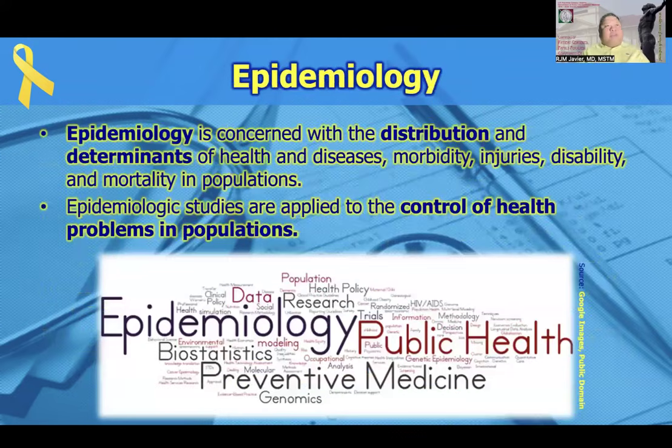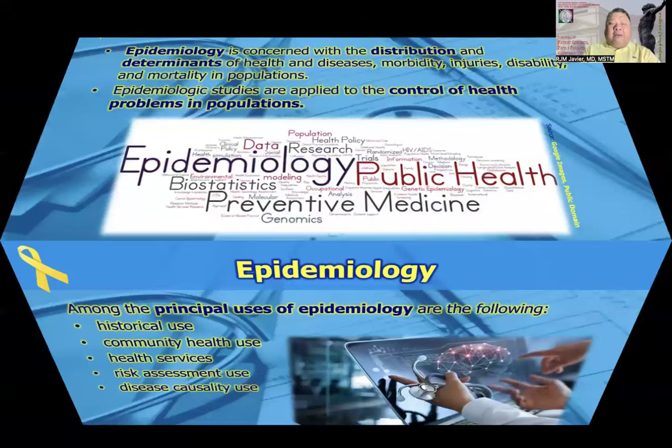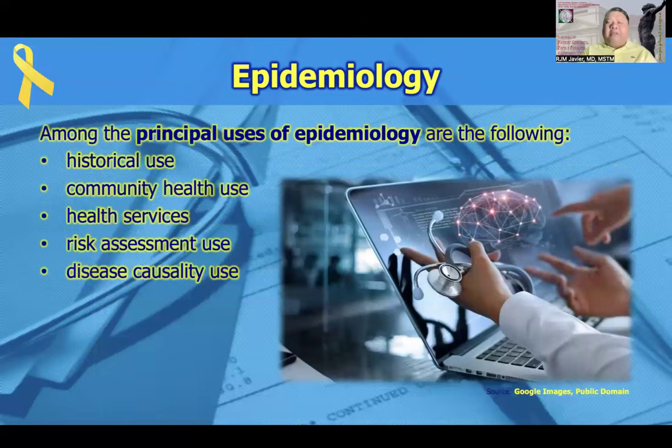Now, epidemiology, as we have defined previously in the first few lectures, is concerned primarily with the distribution and determinants of health and diseases, morbidity, injuries, disability, and mortality in populations. Epidemiologic studies are applied to the control of health problems in populations. Now, among the principal uses of epidemiology, these would be the following. First, for purposes of historical use, community health use, for the provision of health services, for risk assessment use, and lastly, for disease causality use.